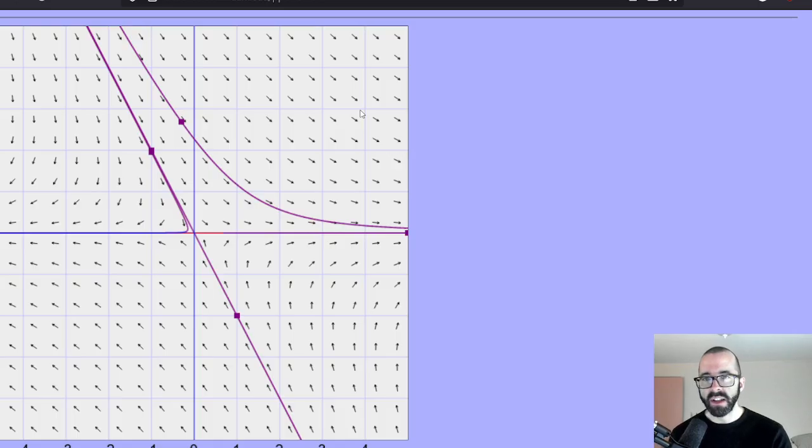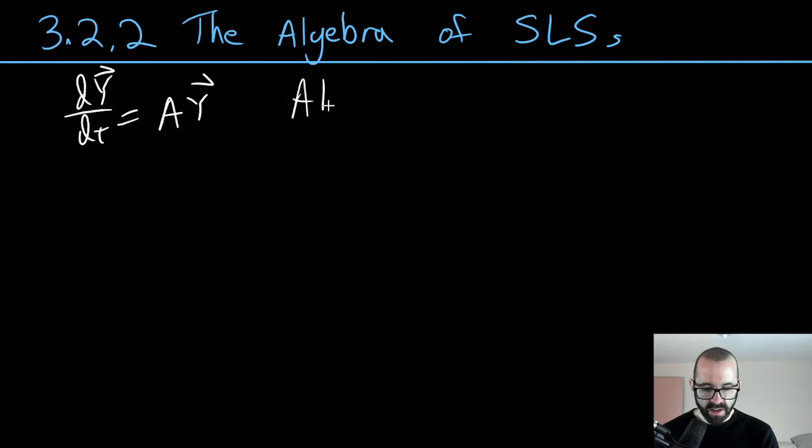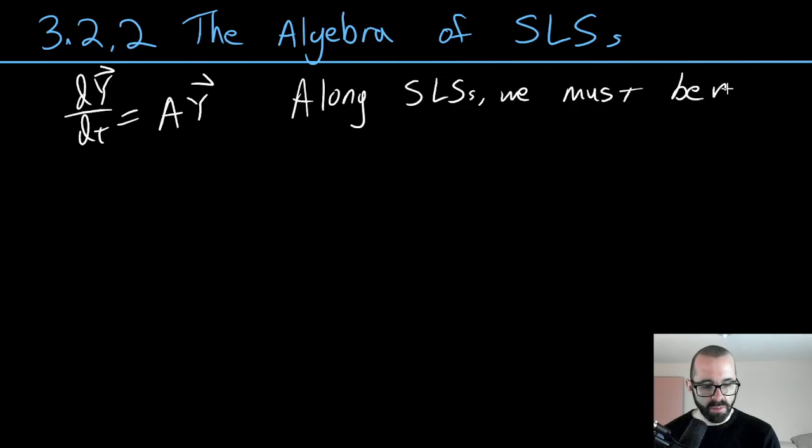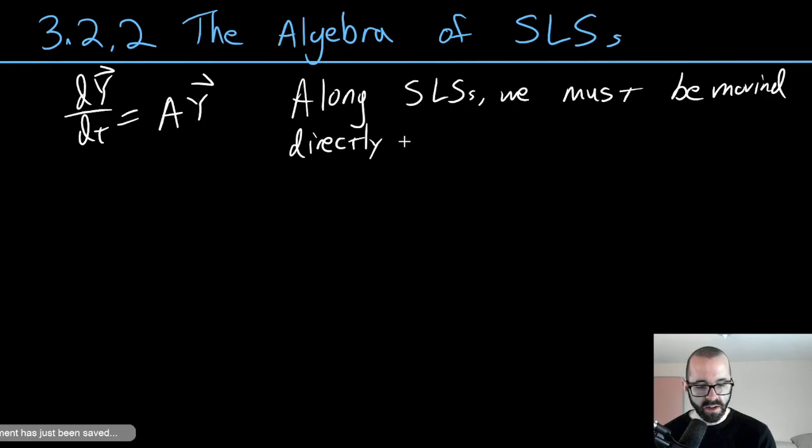You can see along this line, oh wait, it's not showing my cursor. You can see along this line that we're going directly towards the origin. You can see along this line, we're going directly away from the origin. So let's write that down. Along straight line solutions, we must be moving directly towards or away from the origin. That's going to be very important.